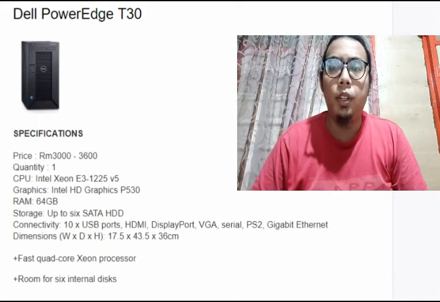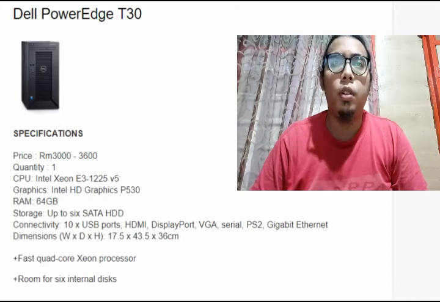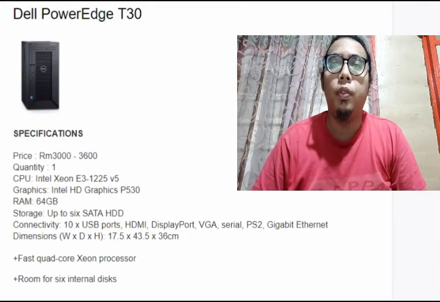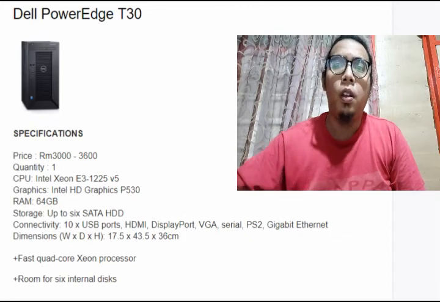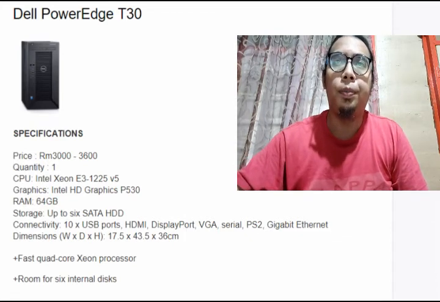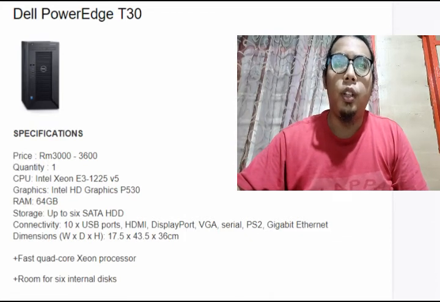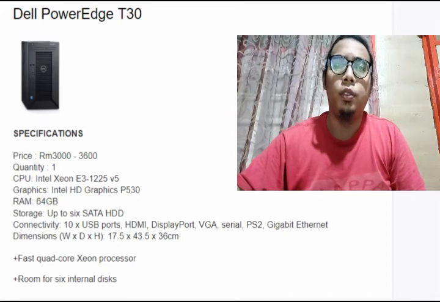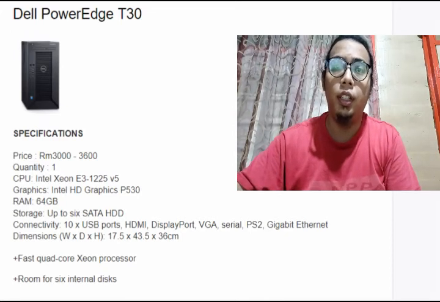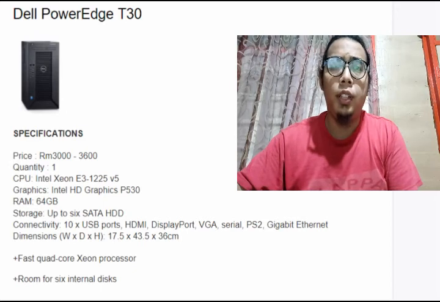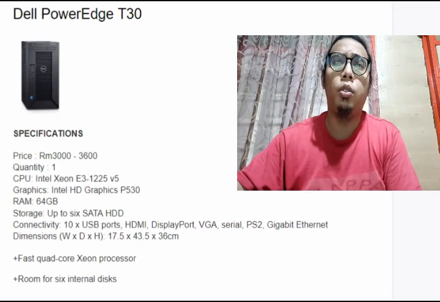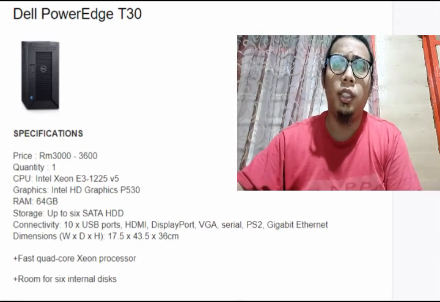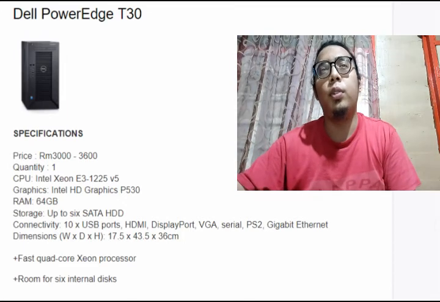Okay, thanks Mr. Fikri. My question is the price of the proposed computer network solution, complete with detailed cost and justification of each device proposed. The first one is the server, which is a Dell PowerEdge T30. The price is about 3,000 to 3,600. The quantity we will use is only one.